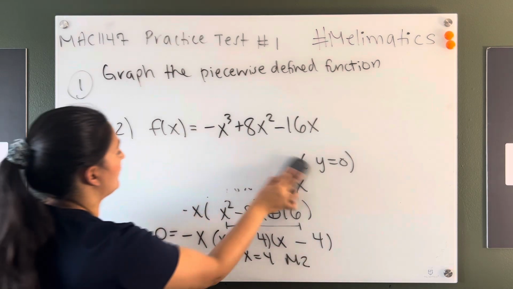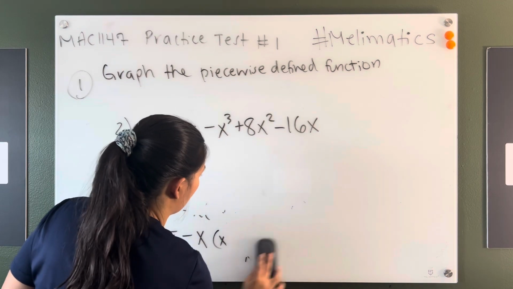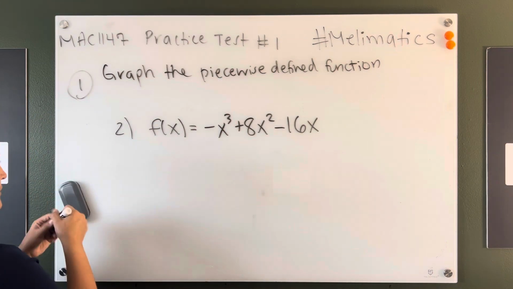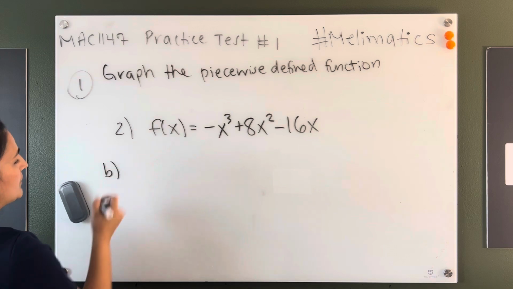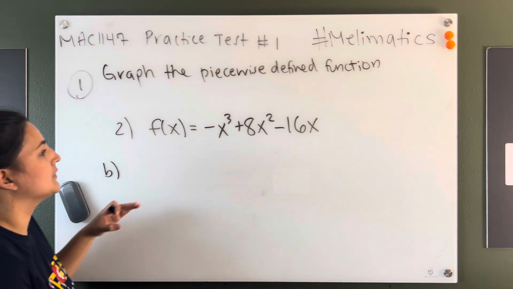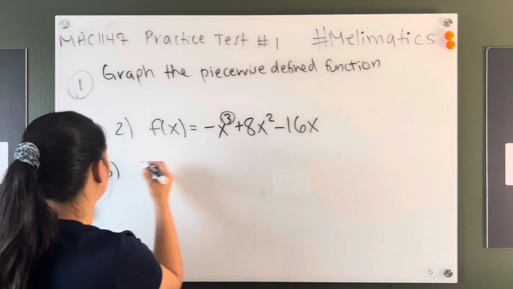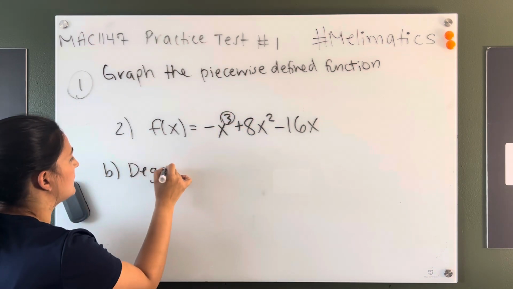Okay, so for part B, we're going to state the end behavior in order to graph this polynomial. And so you can use the chart, right? The chart says all you have to do is look at the highest power of the polynomial, right? That's called the degree of the polynomial. So I see here the degree.